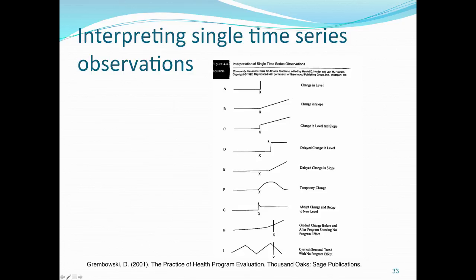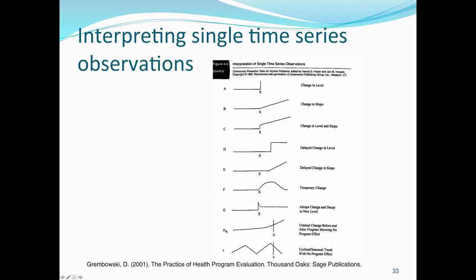This is a fairly common scenario D, where it actually takes longer than you think to have the effect. There is a delayed change in the level or a delayed change in slope. Scenario F is one we all want to avoid, which is that the change is really only temporary, and over time you do see a decline to normal. And that's, by the way, another strength of single time series or any time series designs, is that it allows you to see how long your effect is sustained.